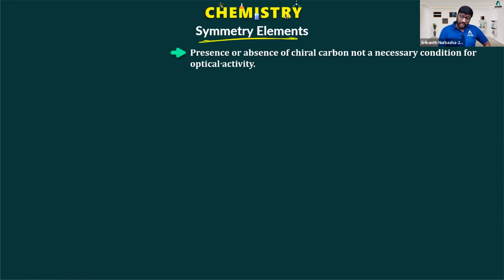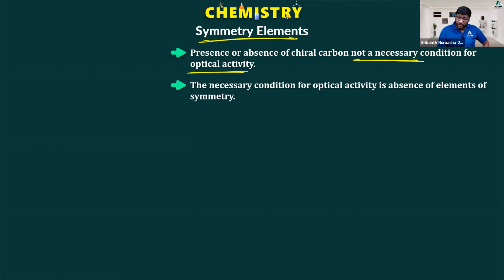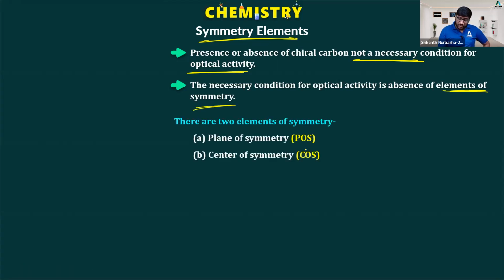Regarding elements of symmetry, the presence or absence of a chiral carbon is not a necessary condition for optical activity. The necessary condition for optical activity is the absence of elements of symmetry. There are two elements of symmetry, plane of symmetry and center of symmetry. Elements of symmetry should not be present.